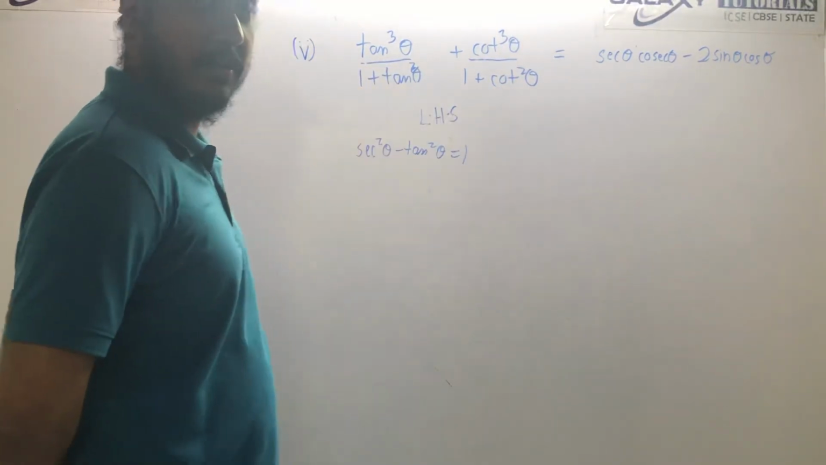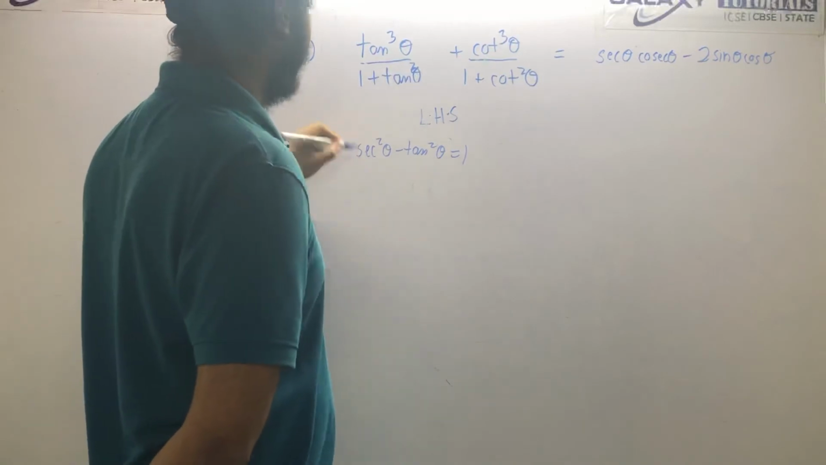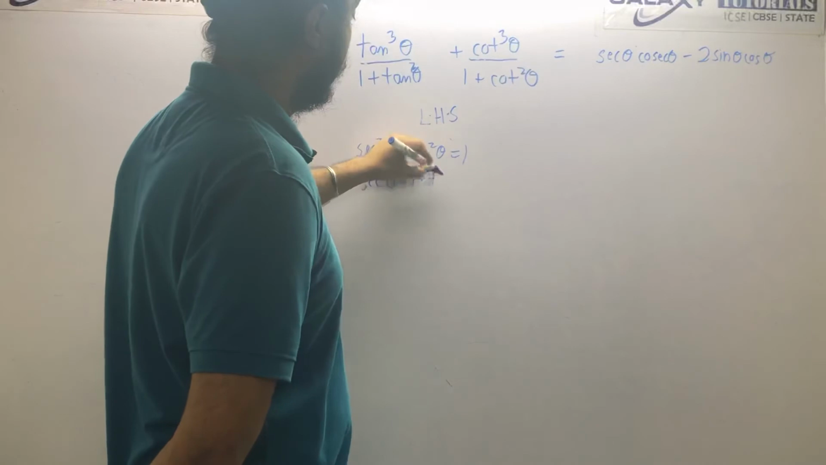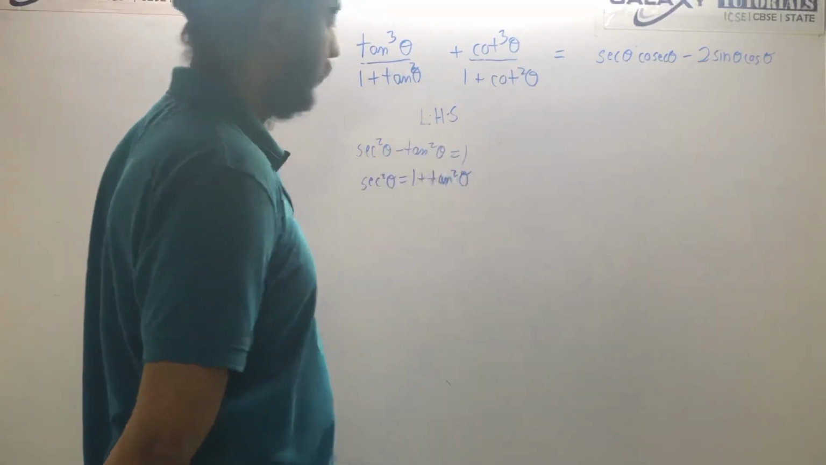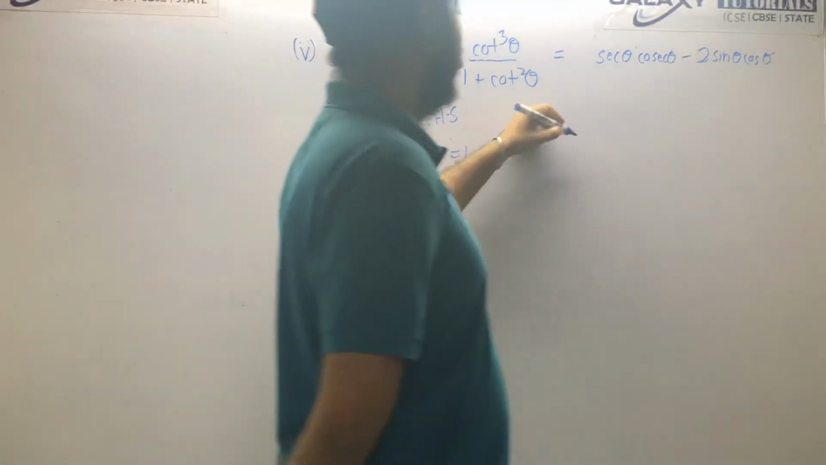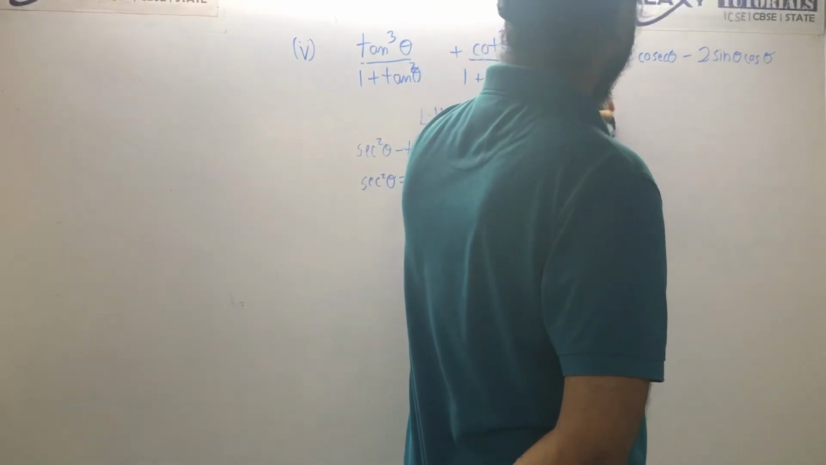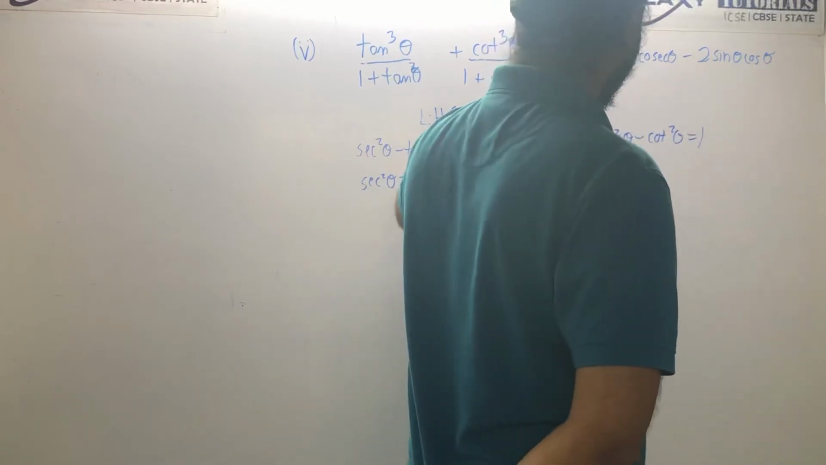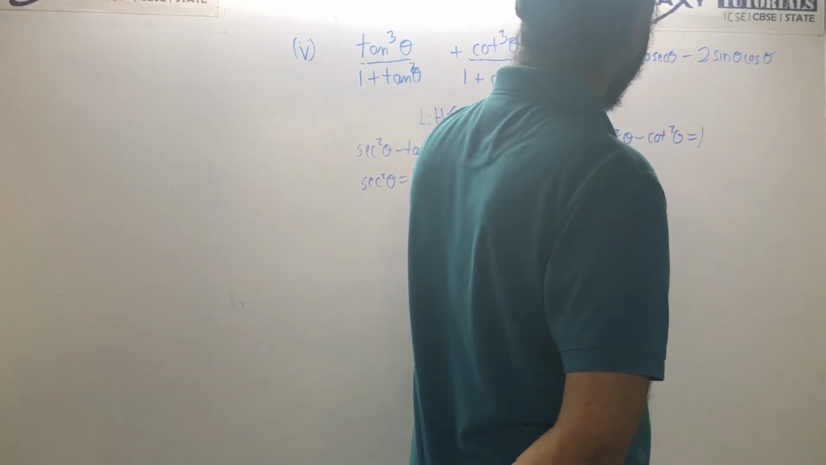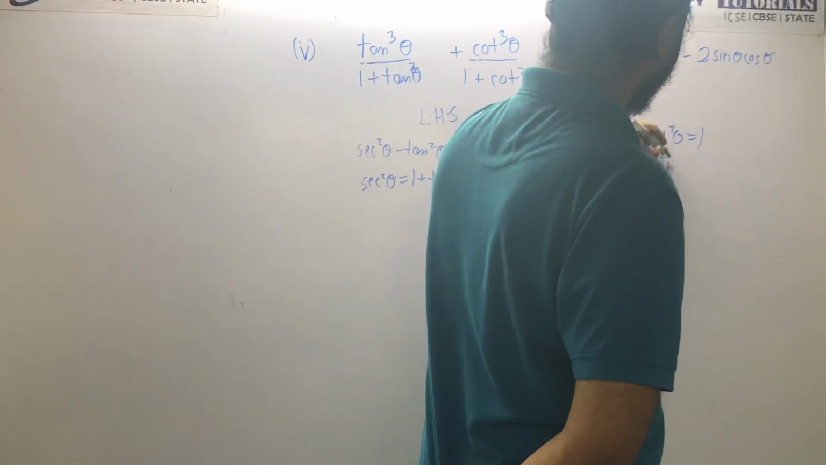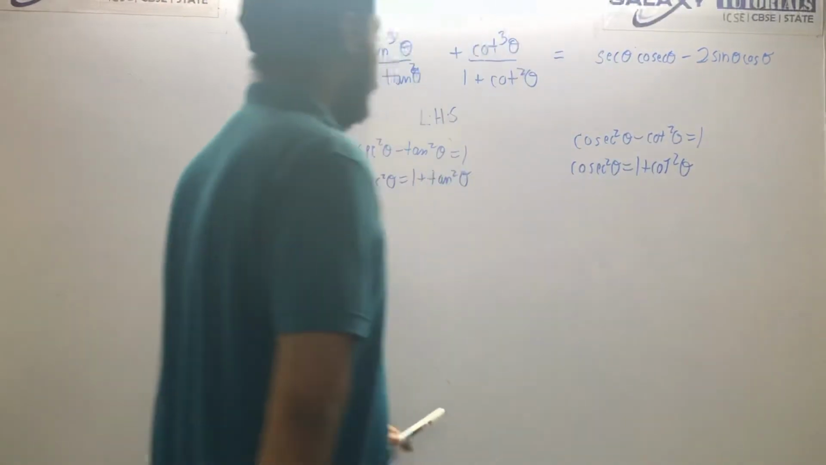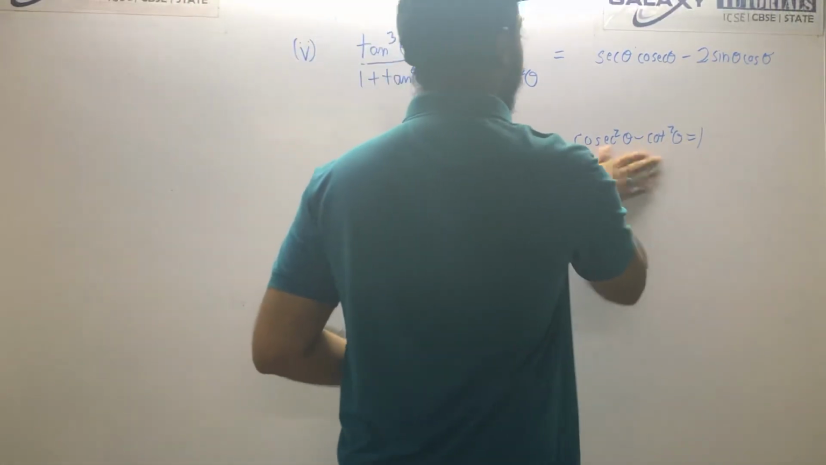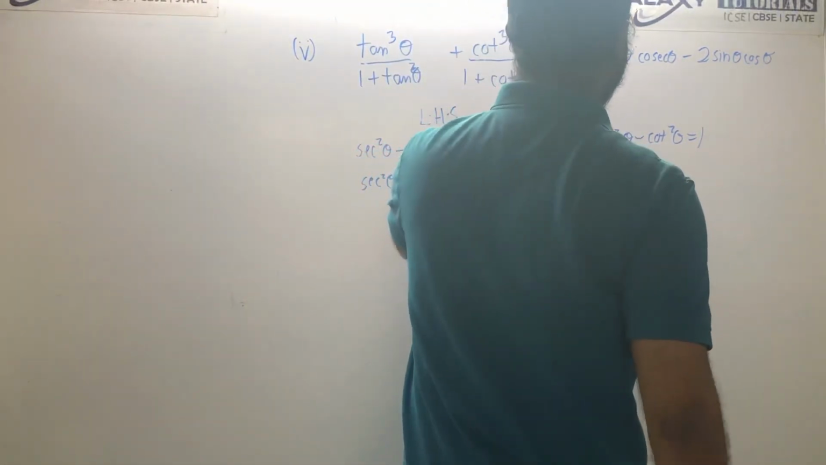You know this identity. So 1 plus secant square, okay, and so cosec square, sorry, we have to find the value of cot. Okay, yes, so cosec square theta.